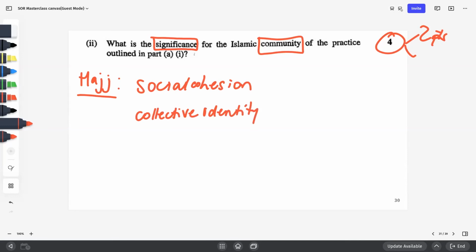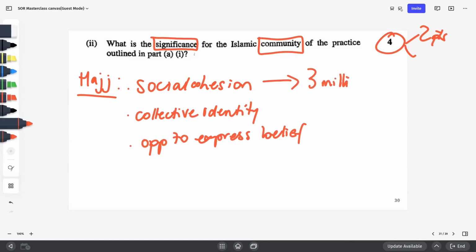And then if you wanted to add a 3rd one there, it's an opportunity to express belief. So if they were the 3 that you were going to do, you would show how this is done by 3 million people at the same time every year. If nothing suggests ummah to you and a sense of social cohesion of 3 million people all dressed the same, doing the same thing at the same time, nothing will. Collective identity is your ikram.